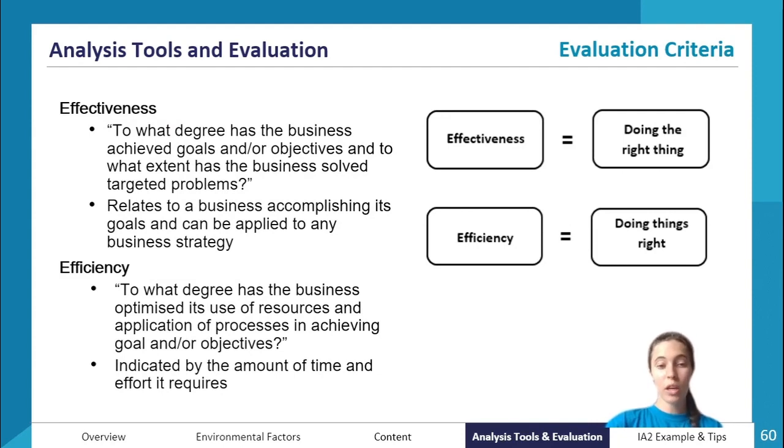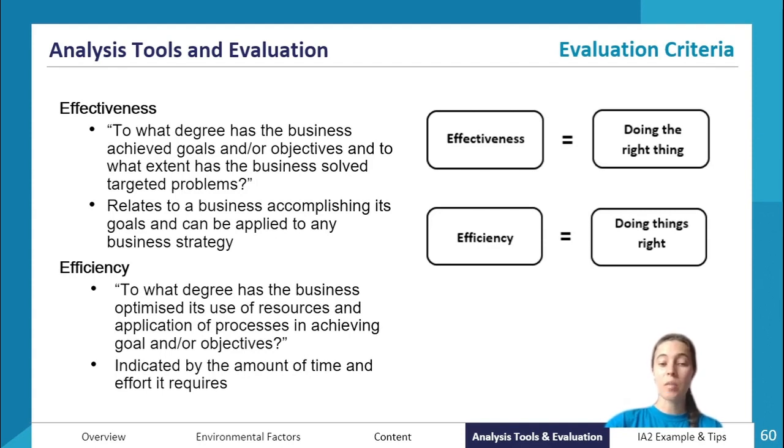Effectiveness. To what degree has the business achieved goals or objectives, and to what extent has the business solved targeted problems? So it's relating to a business achieving its goals, and it can be applied to any kind of business strategy. Is it effective? So this is about doing the right thing, using the right strategy, and the right approach to things. Efficiency, on the other hand, is doing that thing in the right way.